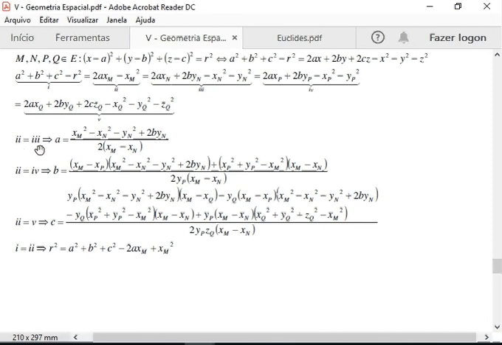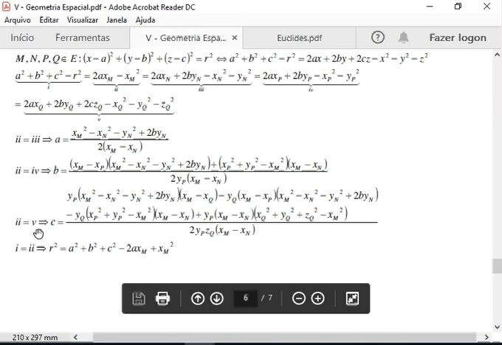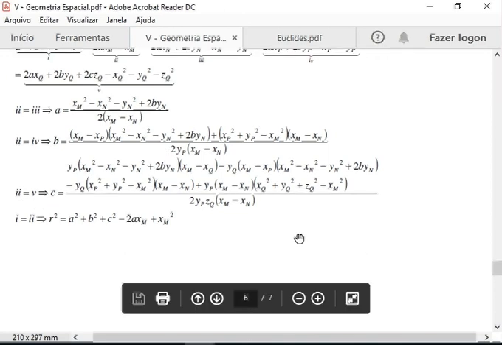So 2 is equal to 3. Who is A? 2 is equal to 4. Who is B? 2 is equal to 5. Who is C? And 1 is equal to 2. Who is R squared? Quod erat demonstrandum.